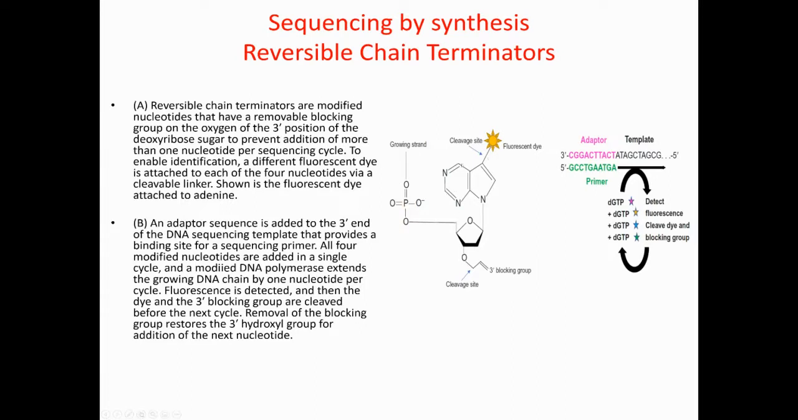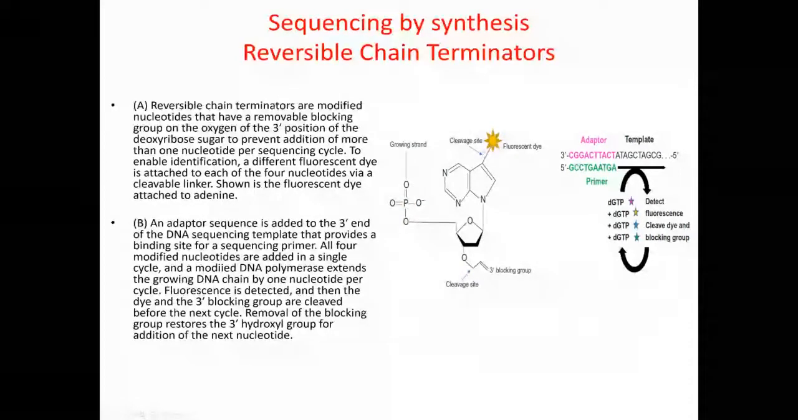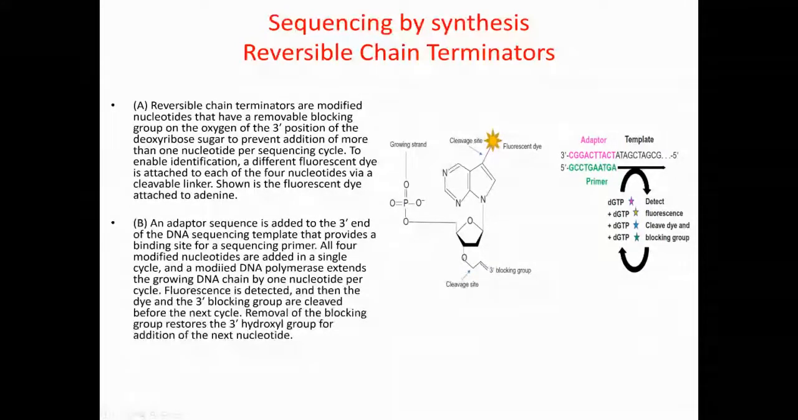So every time you add a nucleotide, if this nucleotide is attached to the template, then the 3' blocking group will block the next nucleotide from coming. But in the meantime, you will detect the signal from the fluorescence through the color, and then after you detect the color, you will cleave the fluorescent dye and the blocking group. Once you cleave these two, then this oxygen will be available to attack the incoming nucleotide, so that you can continue to repeat this process to add a nucleotide.